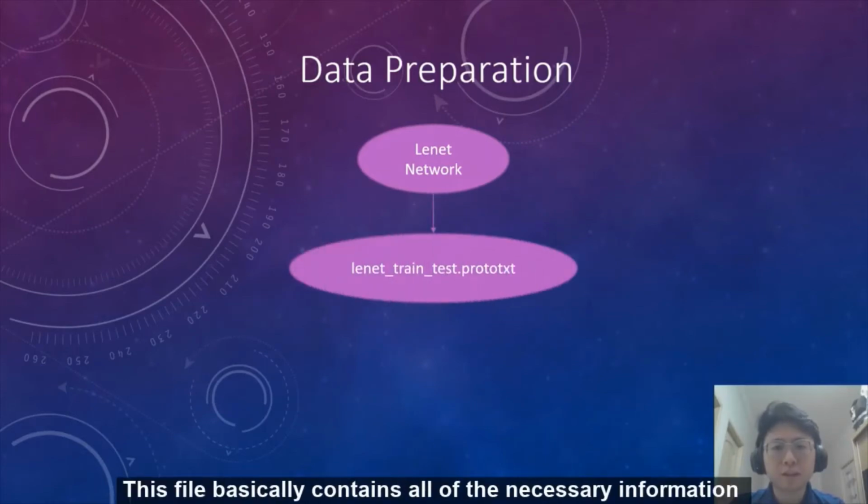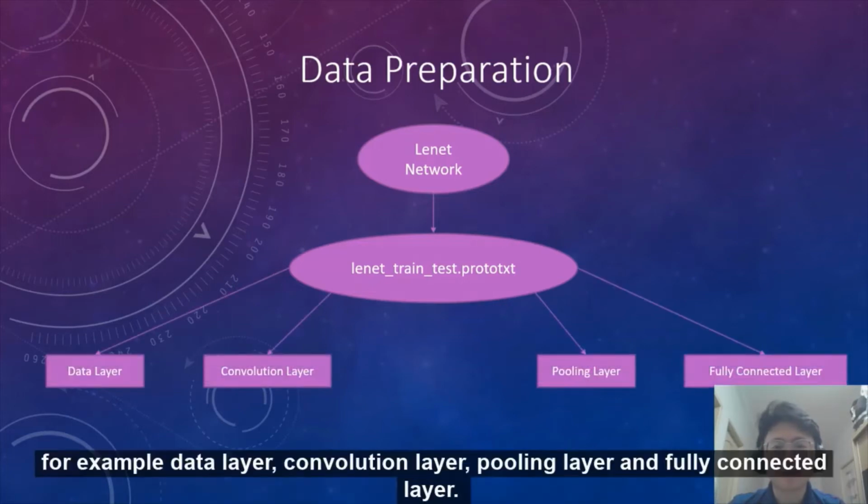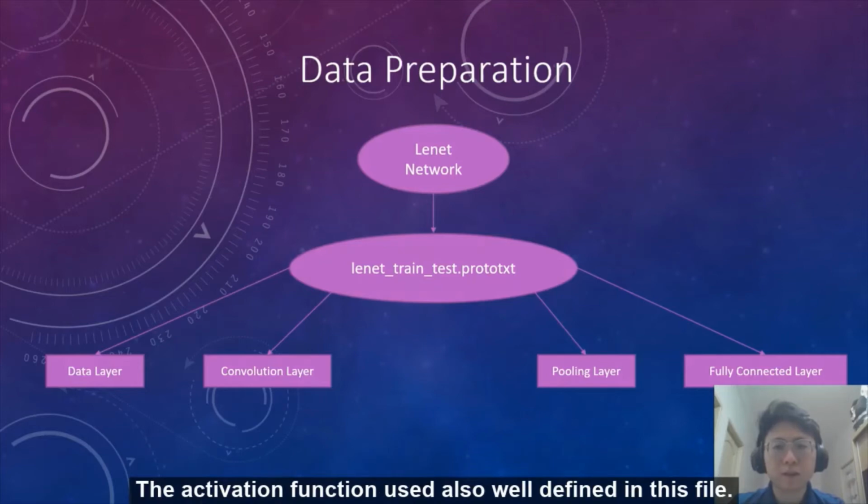This file basically contains all of the necessary information about the layers configuration and what are the layers needed in LeNet architecture. For example, data layer, convolution layer, pooling layer, and fully connected layer. The activation function used is also well defined in this file.